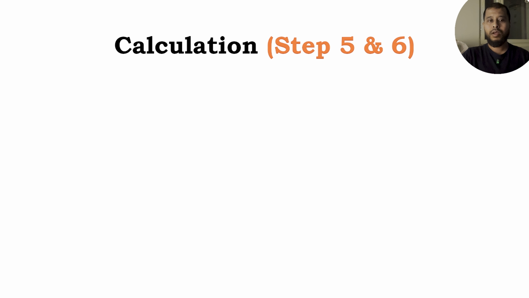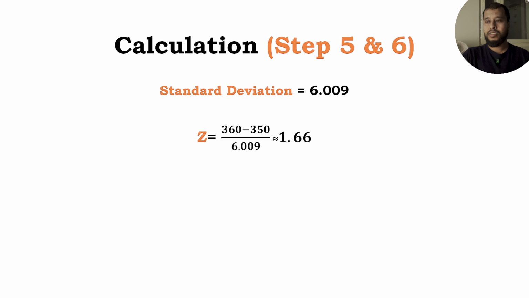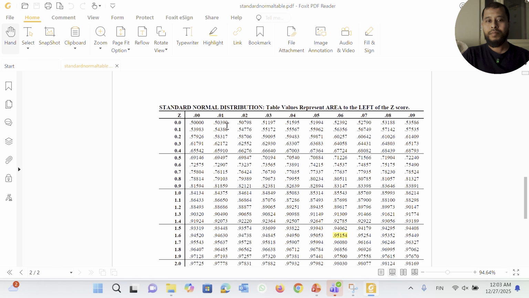Step 5 and 6. Calculate the z value. Our standard deviation is 6.009 and our deadline is 360 days. From the critical path, we get to know that the project might get completed if there is no uncertainty within 350 days. So z would be 360 minus 350 divided by 6.009, which is close to 1.66.